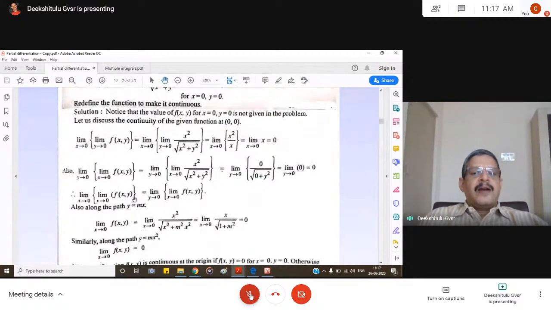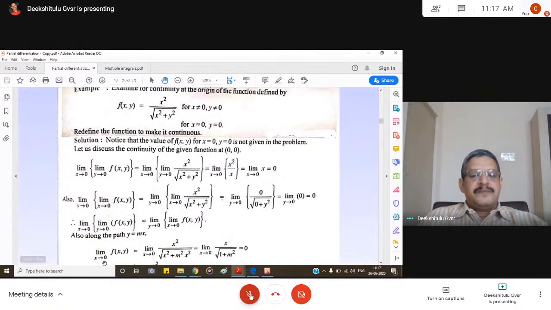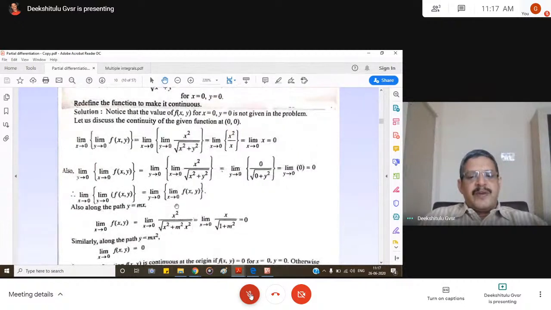Let us see along the path y is equal to mx. I said y is equal to mx and y is equal to mx square, you have to check it. Along the path y is equal to mx, substitute this y is equal to mx in the given function. Then what happens? X square by square root of x square plus m square x square. And along y is equal to mx and x goes to 0, then what happens to y?